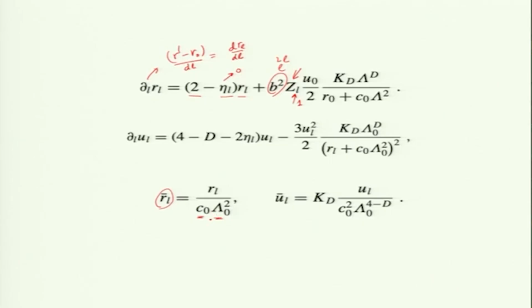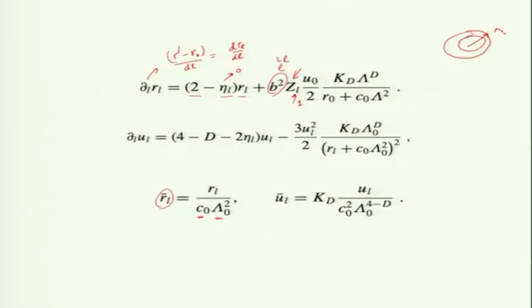Lambda 0, what was lambda 0? It was the highest wave number, and then we brought it down to lambda, which was lambda 0 by B. Is that okay? You remember this one? So this was lambda 0 and this is lambda, and lambda 0 by lambda is B. Okay. So we make another change of variable.